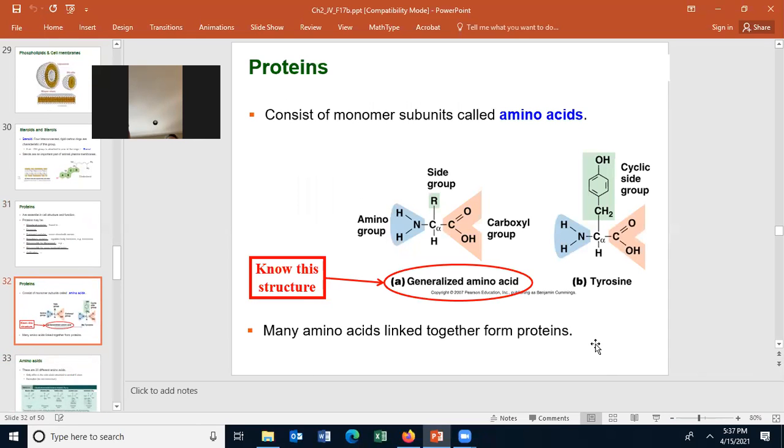Let's talk about the monomer of protein, and these are the building blocks. We call them amino acids. All amino acids have this generalized shape with the central carbon holding everything together in the amino acid. And bound to that central carbon is a hydrogen.